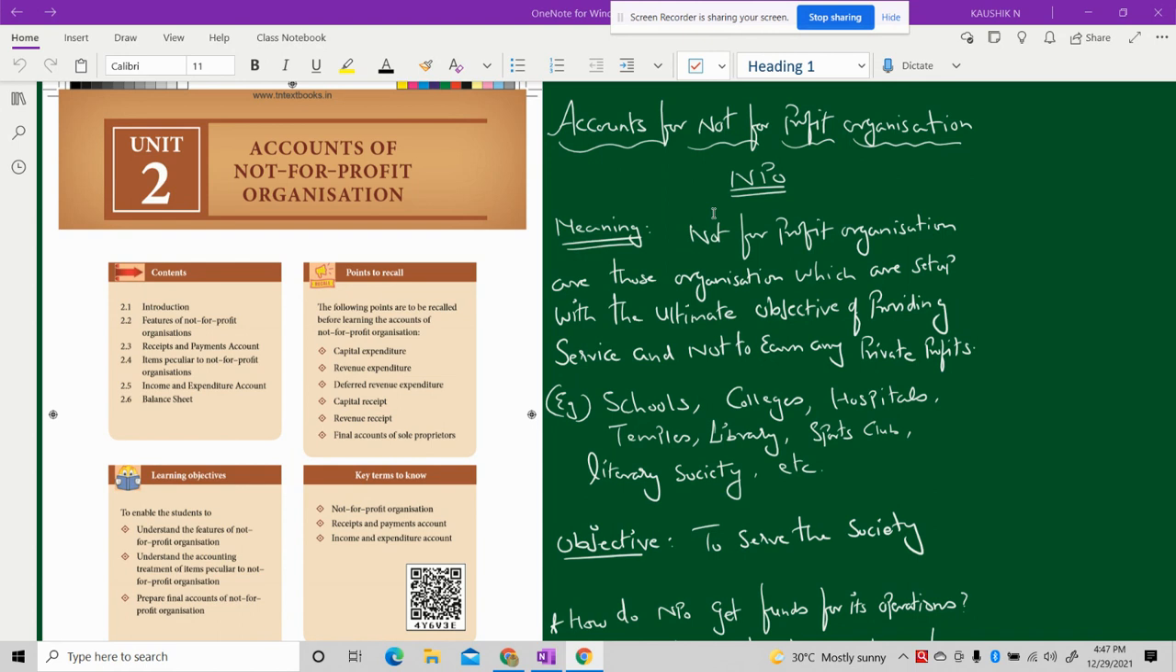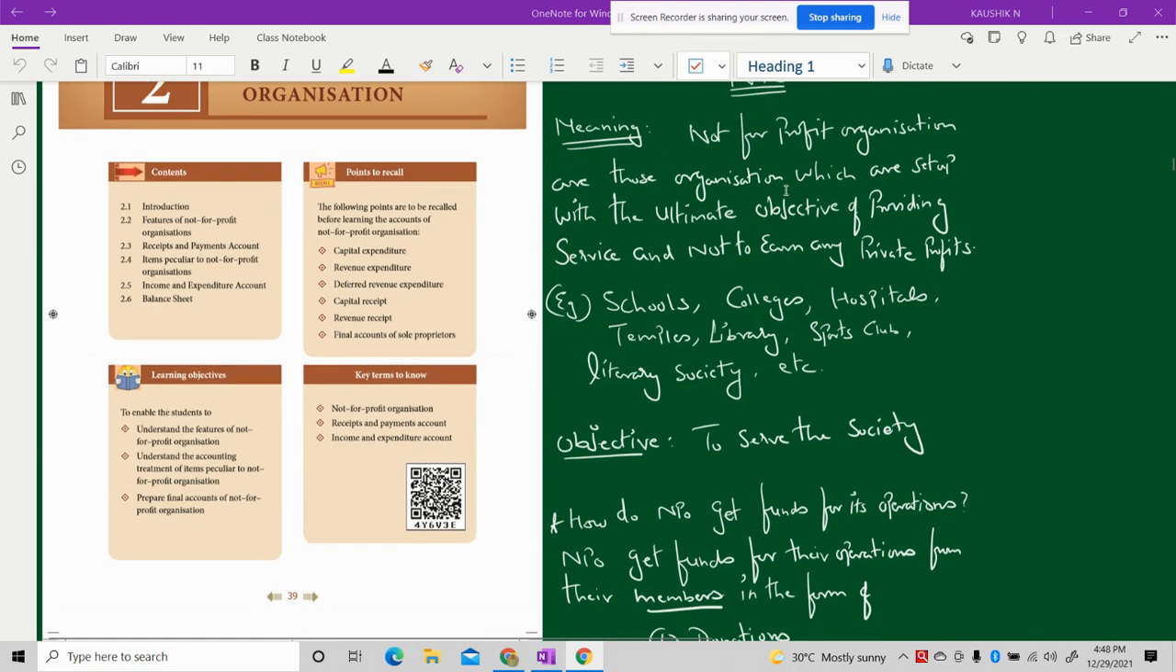Examples of such NPOs can be schools, colleges, hospitals which are governed or run by the government, the temples, library, sports club, literary society, etc. The main objective of an NPO is to serve the society. So providing service and serving the society is the ultimate goal of an NPO.